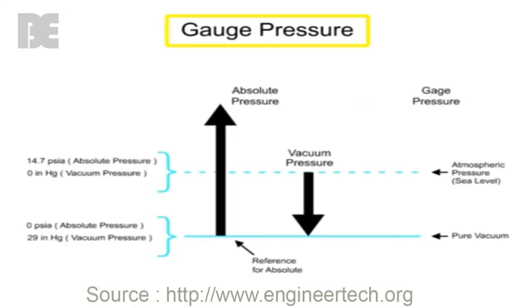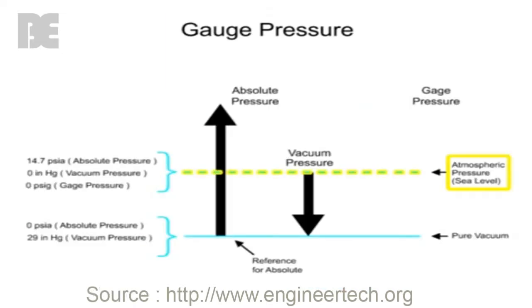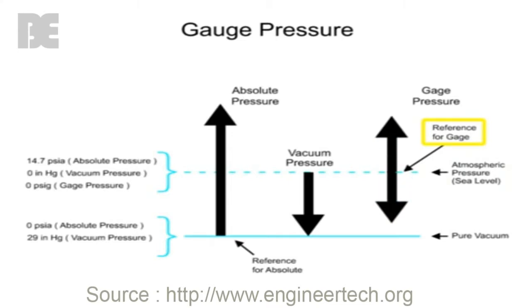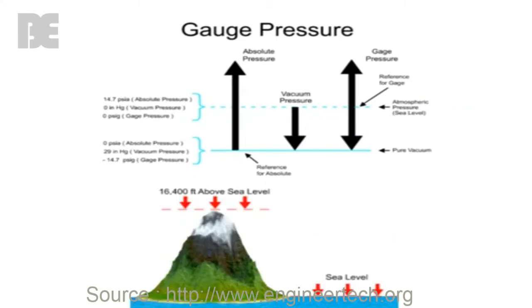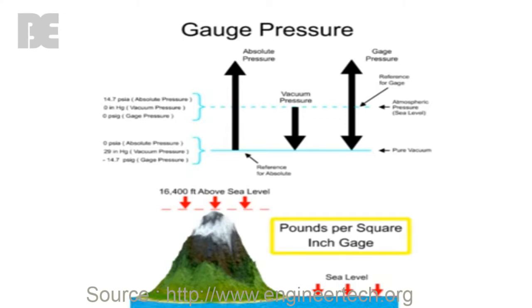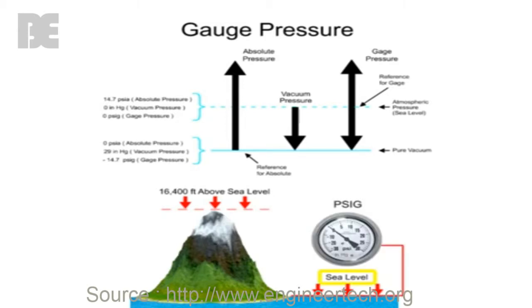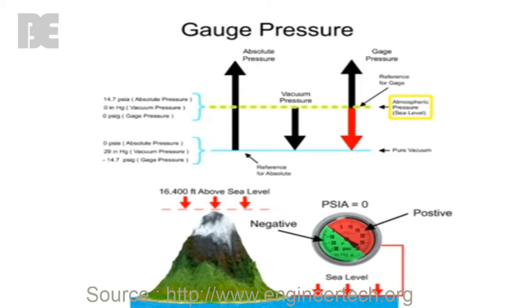Gauge pressure scale uses atmospheric pressure as the reference. The unit of measurement for gauge pressure is pounds per square inch gauge, abbreviated as PSIG. At sea level, the gauge measurement is 0. Measurement of gauge pressure can be positive or negative and is determined if it's above or below atmospheric pressure.